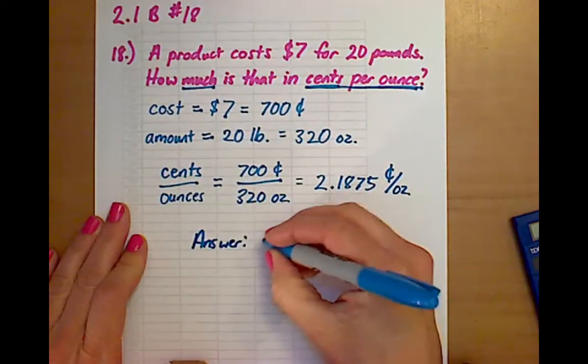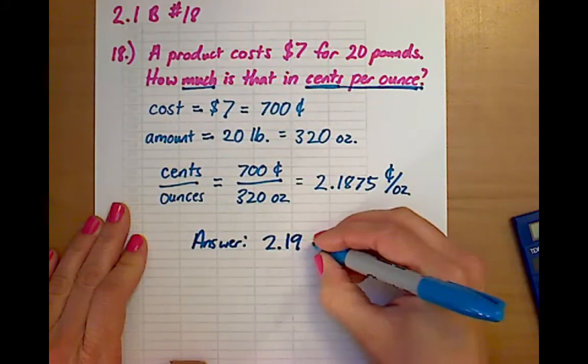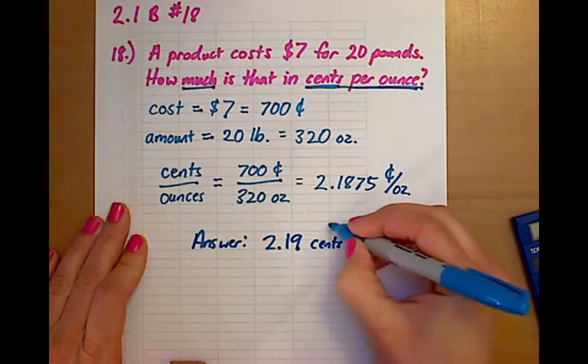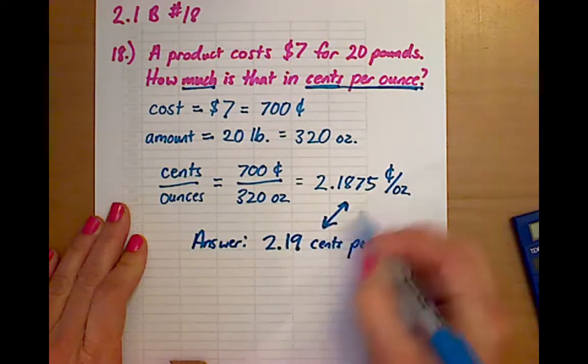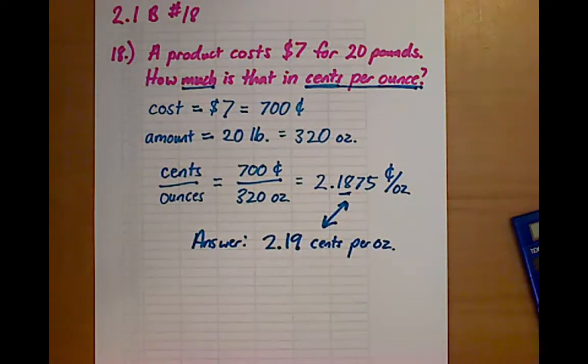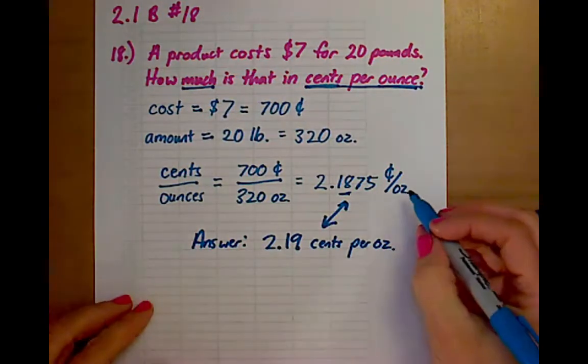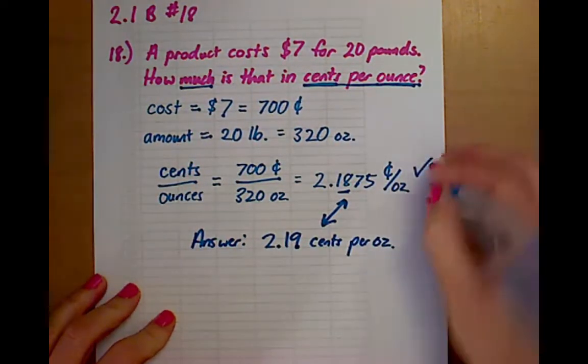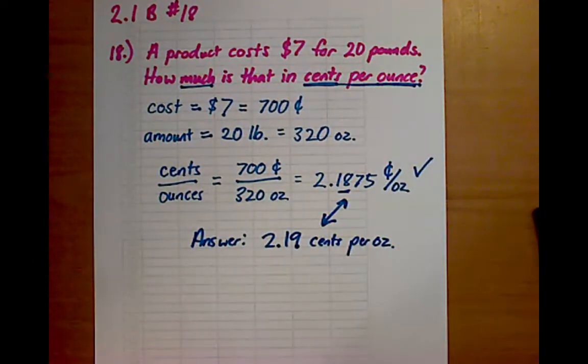And if we look at the answer, it says 2.19 cents per ounce. So all they did was round it to the hundredths place, which is fine. So these are the same answer, so this is correct. Cents per ounce. All right.